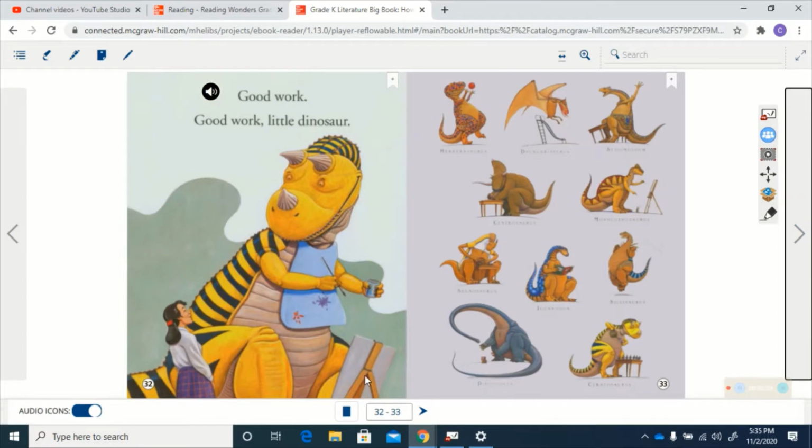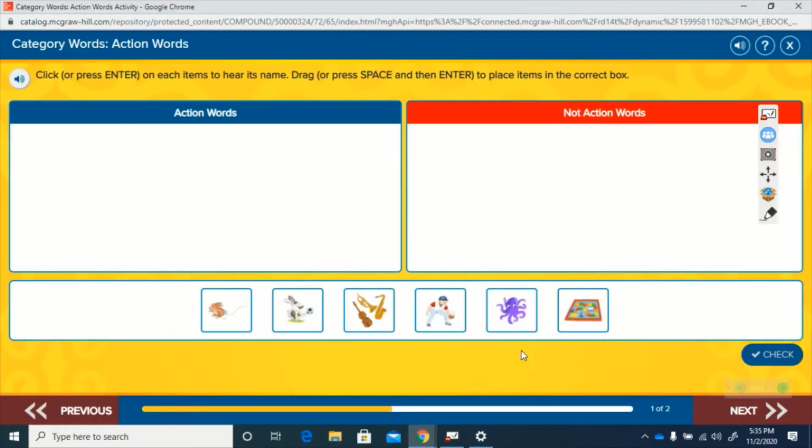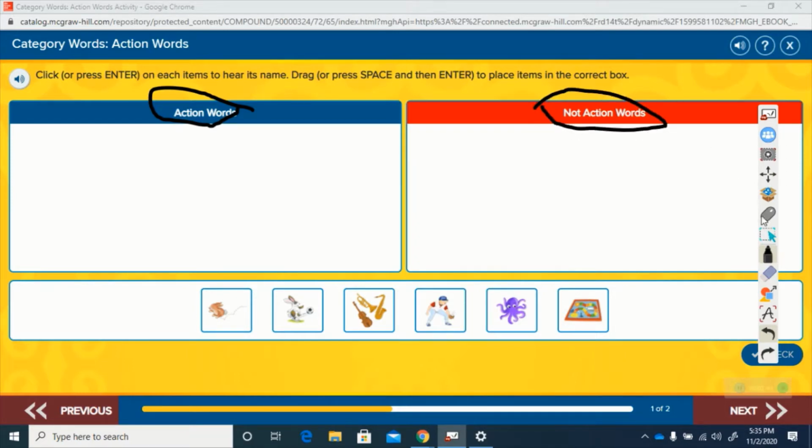Okay, we are going to sort some of our words into different categories like we've been working on. This category over here is our action words. It's everything that shows an action. And over here is everything else, everything else that does not show an action. So let's get started on listening to these pictures and see what we need to put where.